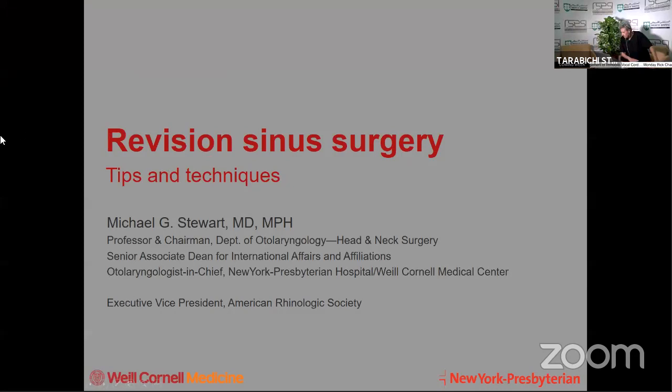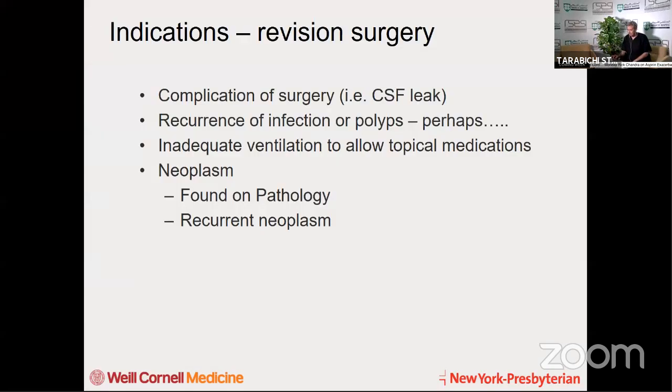Okay, have you got my slides there? Absolutely. Great. So I'm going to be talking about tips in revision sinus surgery. So first of all, we should talk about what are the indications for revision surgery. Obviously, if you have a complication of the original surgery, such as a CSF leak, that would be an indication for surgery. Recurrent infection or polyps might be an indication, but I think one thing I want to make the point of today is that sometimes, even though your surgery failed, the patient doesn't need more surgery. Maybe what they need is different medical treatment or better medical treatment.